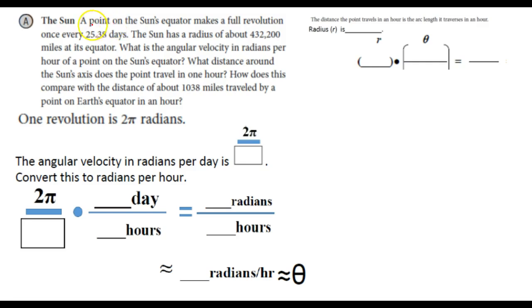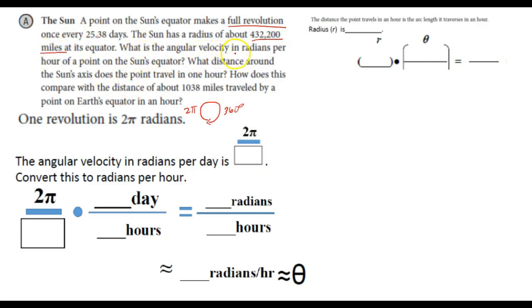It's a sphere. It says a point on the sun's equator makes a full rotation in about 25.38 days. So that thing actually rotates. That's kind of cool. Just so you know, full revolution, going all the way around, is not only 360 degrees, but it's also 2 pi. And the sun has a radius of about, wow, that's a lot, 432,200 miles. That's a big radius.